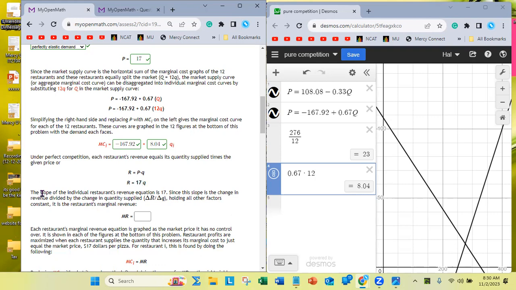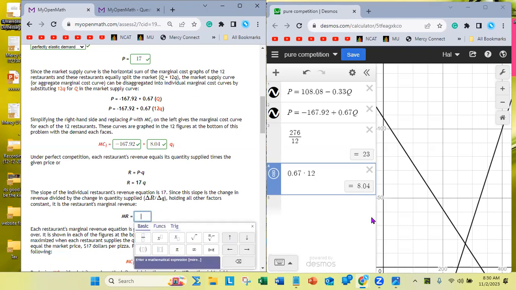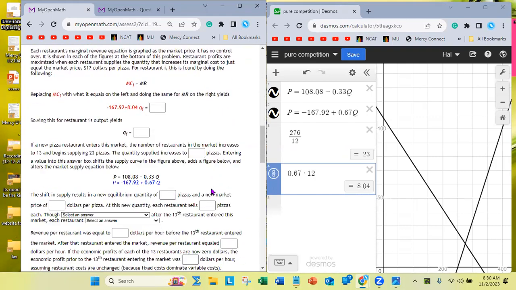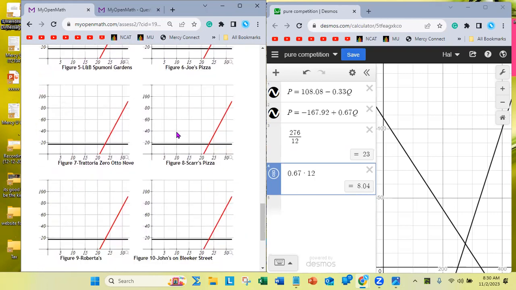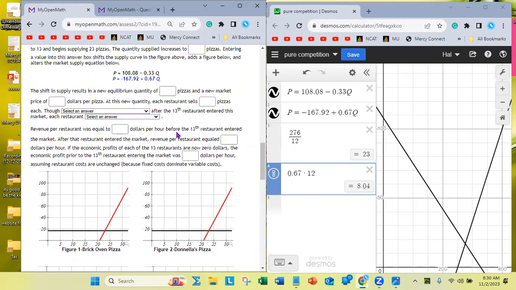Whenever you see the slope of something, in this case the slope of revenue, in economics you replace slope with marginal. So the slope of the individual restaurant's revenue equation is 17. That means marginal revenue is 17. And that technically is what this black line is. This black line is the marginal revenue of firm 1. And this red line is the marginal cost of firm 1. And the same is true for the 11 other firms in this market.